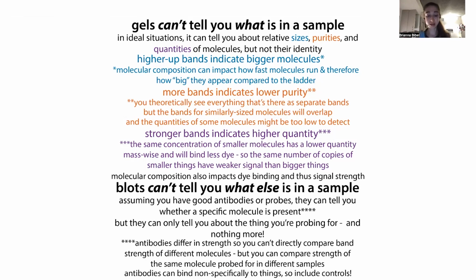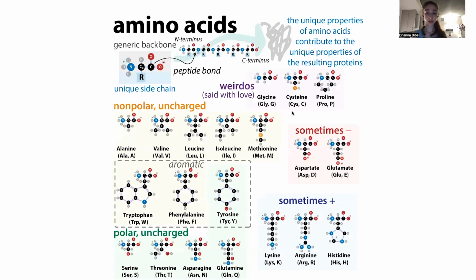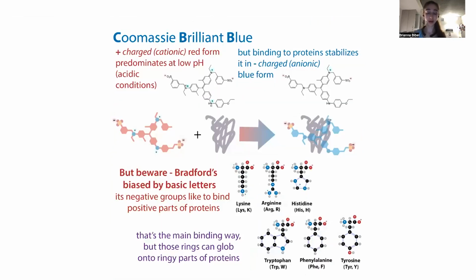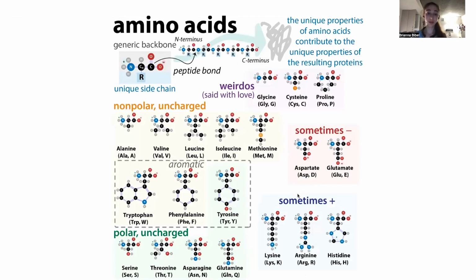This is because different proteins will bind dye differently based on their composition and their size. How these dyes typically work is that they're binding mostly to specific amino acids. In the case of Coomassie blue, it likes to bind to lysine, arginine, histidine, tryptophan, phenylalanine, and tyrosine. So there are various amino acids that it's biased to bind towards. Because different proteins have different combinations of amino acids, they'll have more or less of the ones that Bradford or Coomassie prefers to bind to.